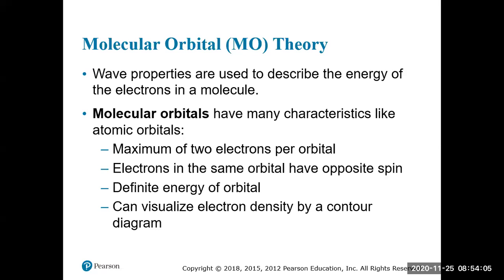So the molecular orbitals have a lot of the similar characteristics as atomic orbitals. We have things like a maximum of 2 electrons per orbital. We have the thing where the electrons in the same orbital have the opposite spins. In other words, one arrow up, one arrow down. We have definite energy levels of the orbitals, and we can do some of these electron density plot type diagrams. So very similar to the types of things we talk about in atomic orbitals, just in this case now it's the molecule as a whole.